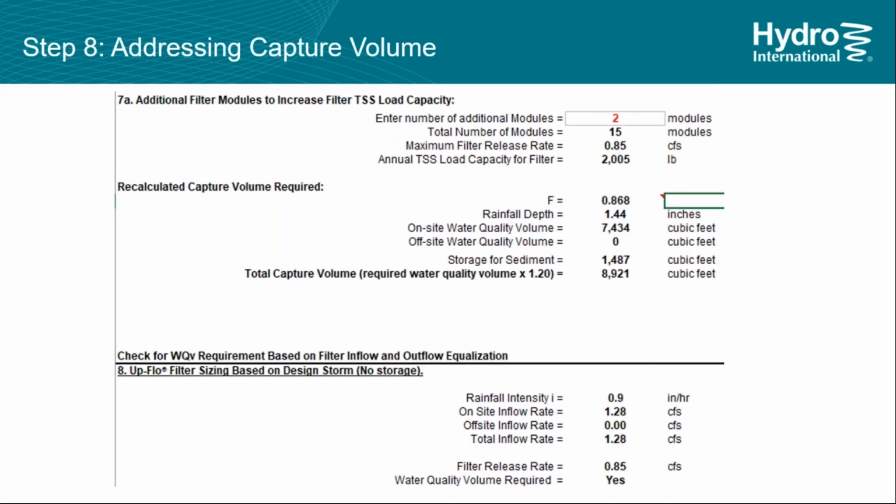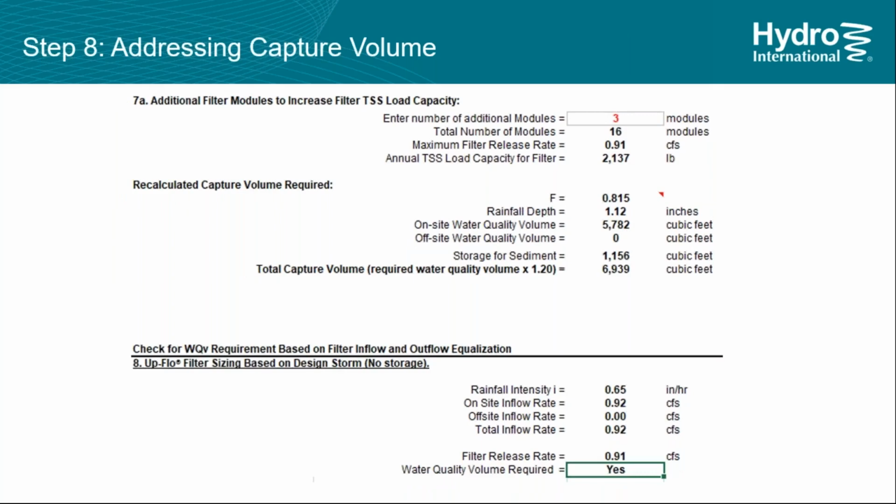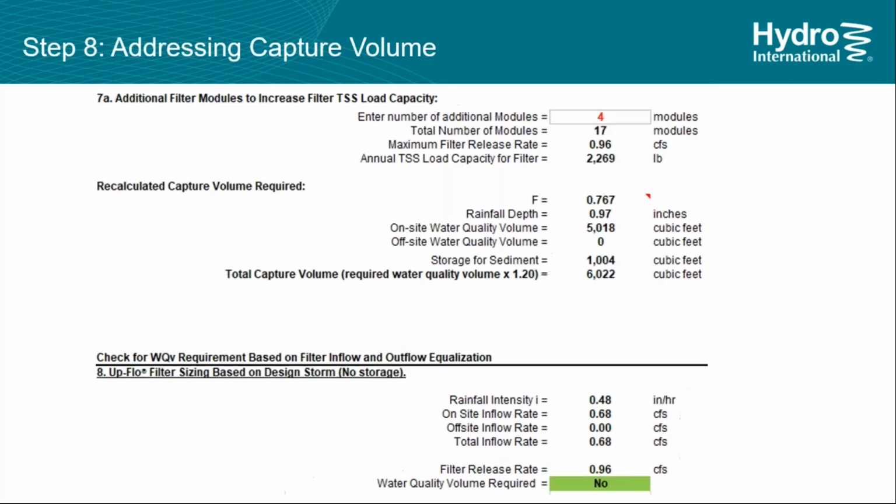If we add 2, we now have a total capture volume of 8,921 cubic feet. That's a 15 module filter, and we still require additional storage on site. With 3, the same thing, but we see our F value goes down, our capture volume goes down to 6,900 cubic feet, but still we require an external storage system.